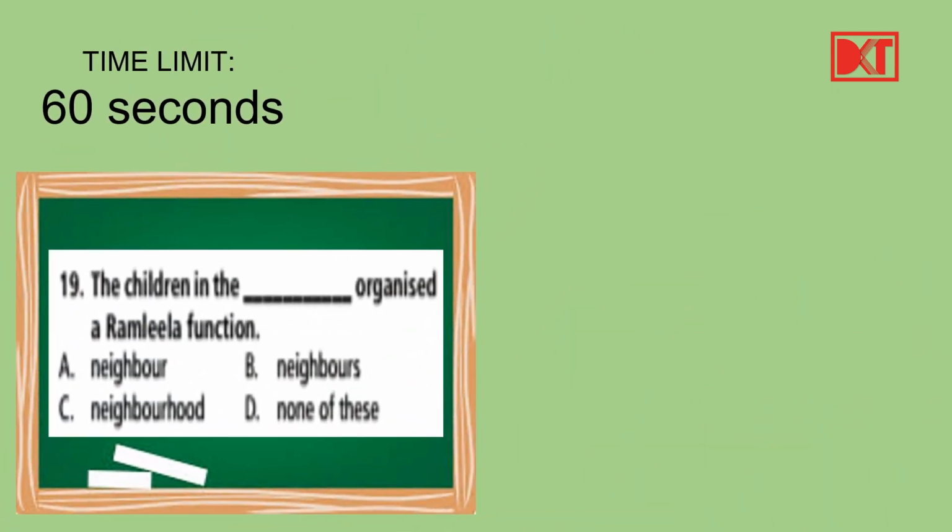The next question. The children in the dash organized a Ramlila function. Children in the neighbor, children in the neighbors, children in the neighborhood. The correct answer is children in the neighborhood organized a Ramlila function. Alright, correct answer is C, neighborhood. Neighbor refers to a person, neighbors is the plural, a group of neighbors. Neighborhood means you are talking about the whole area in which your neighbors live. That is neighborhood.